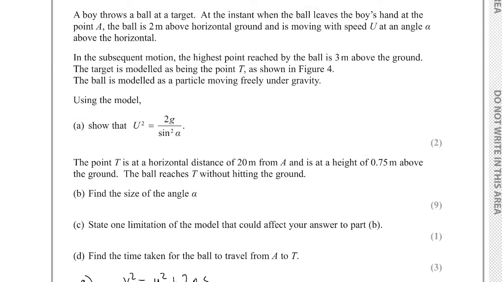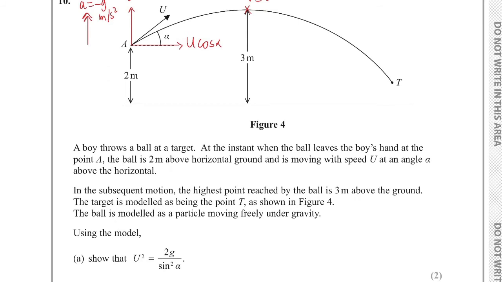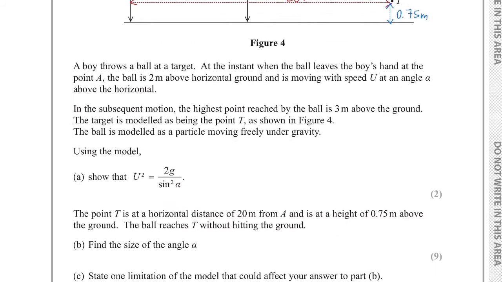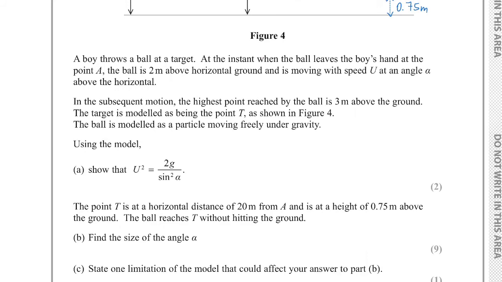Now in B, we're being told that the point T is at a horizontal distance of 20 meters from A and at a height of 0.75 meters above ground, and we're told that the ball reaches T without hitting the ground. So we know that this horizontal distance to T is 20 meters, and the vertical is 0.75 meters. And we're being asked for 9 marks to find the size of angle alpha.